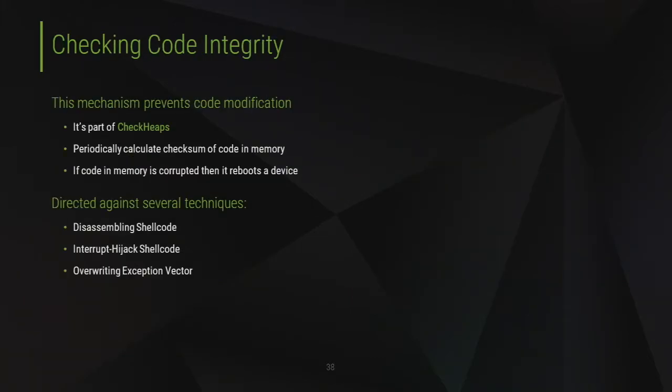In the last step, we decided to rewrite the code. But we just cannot do it because Cisco IOS has a checking mechanism that checks the integrity of code in memory. This mechanism is part of the check heaps mechanism and periodically calculates the checksum of the code in memory. And if the code is modified, it reboots the device. It can be assumed that this mechanism was created against exploitation techniques and implants which modify code.